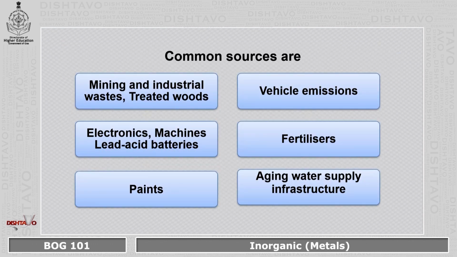their toxic effects. Common sources of these metals in our body are mining and industrial waste, treated woods, vehicle emissions, fossil fuels which are used for our electricity, thermonuclear plants, coal, electronic machines, lead acid batteries which are used in electronics mostly, fertilizers, paints, aging water supply pipes and even buildings.